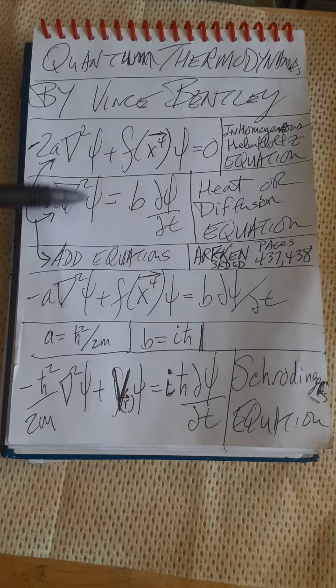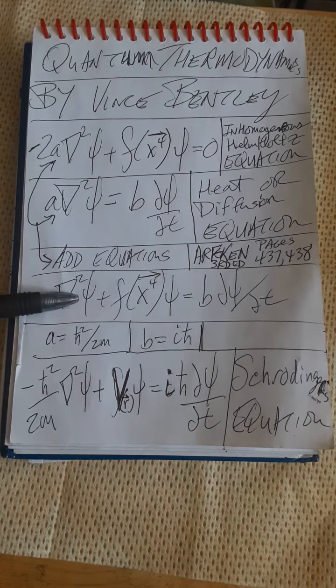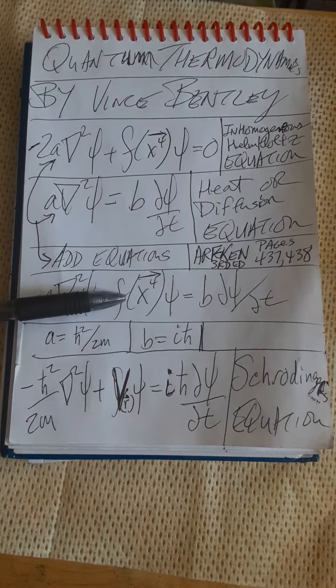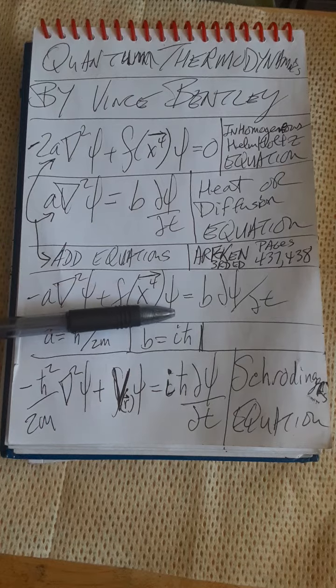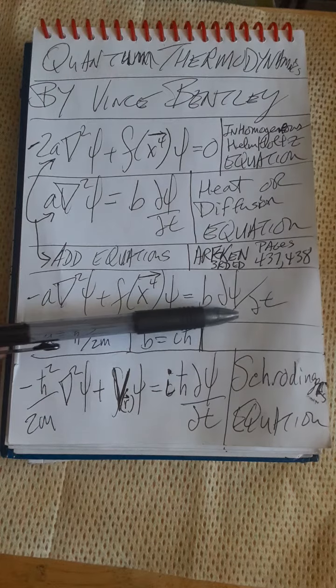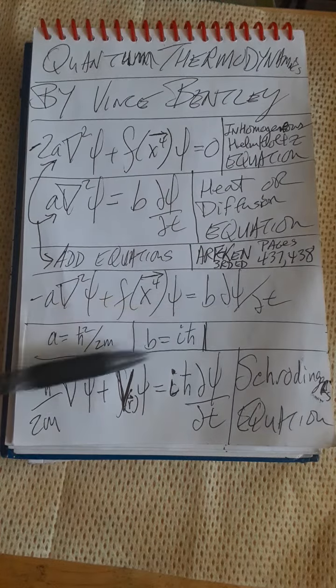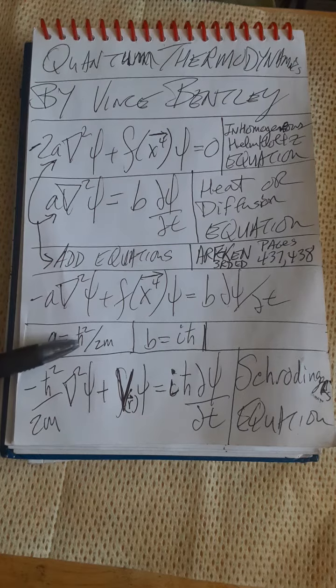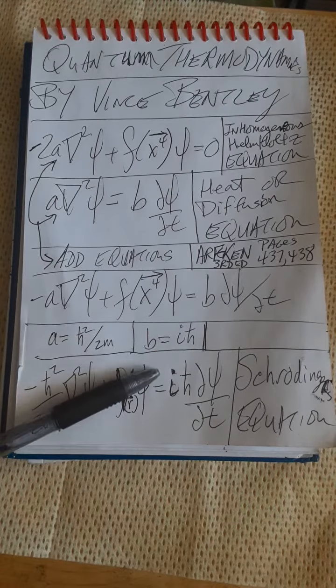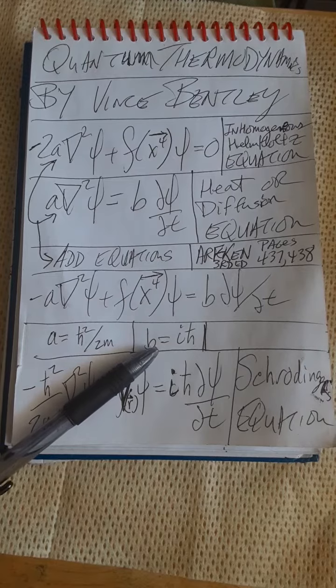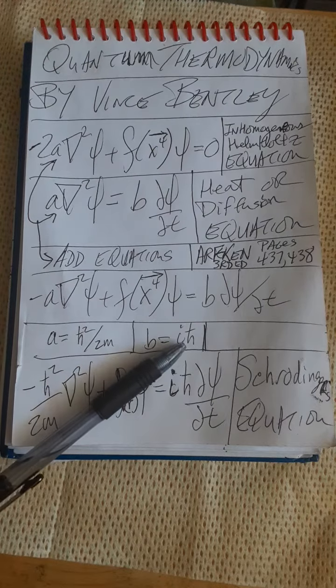We'll add these two equations and we'll get this equation right here, which is negative a del squared psi plus f of the four variables psi plus b partial of psi with respect to t. Let's let a equal h bar squared, Planck's reduced constant squared, divided by 2 times the mass of the particle, usually an electron, and b equal i h bar.